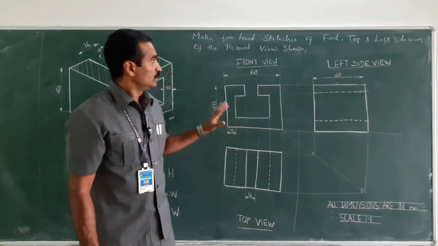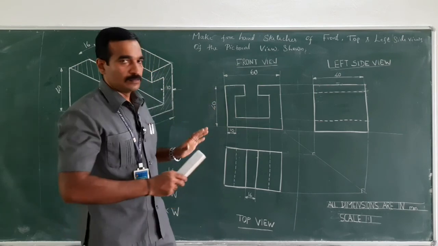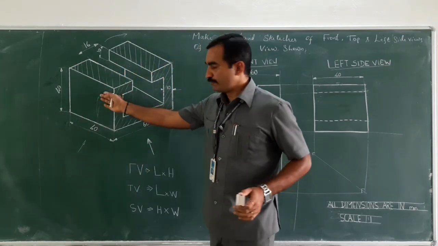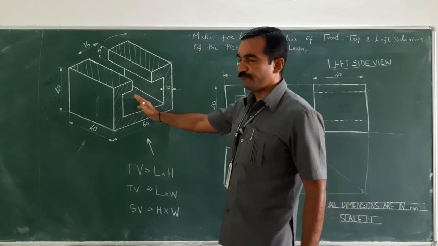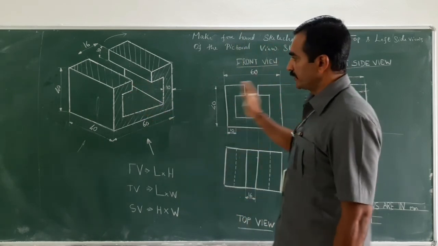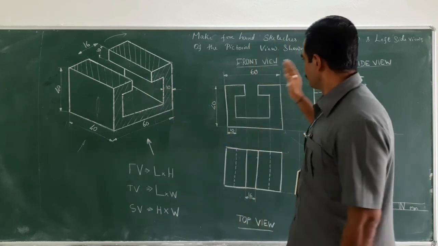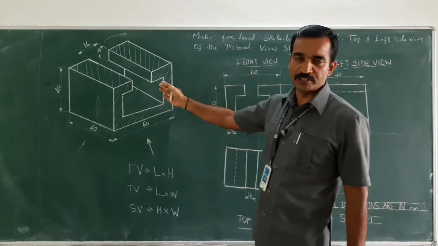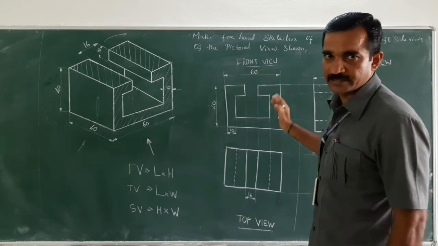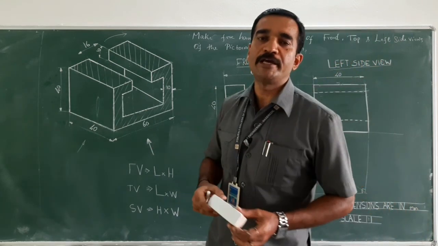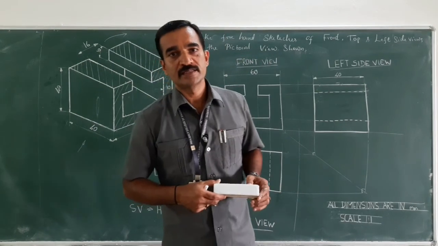Right? So this is a simple isometric view I have transformed. That means converted this isometric view into 2D. That is 3D has been converted into 2D. 3D is a 3-dimensional object. This is 2-dimensional. Right? This is orthographic projection by using freehand sketching.